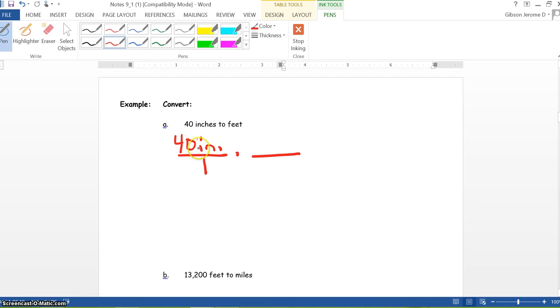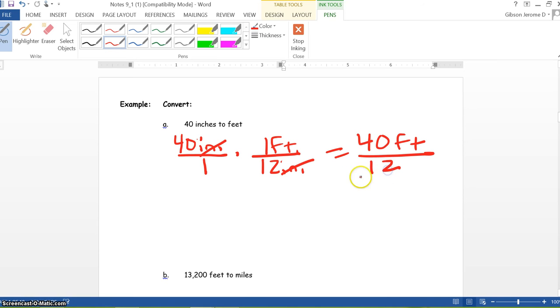So now, this is what we would do. We want to change these inches to feet. Now we know it's 12 inches. We put this in the denominator because we want the inches to simplify out in 1 foot. So now these inches simplify out, and we will have 40 feet all over 12. Now we know 40 and 12 we can simplify. 40 and 12 both have 4 in common, so we could divide both by 4. So this will leave us 10 over 3 feet.